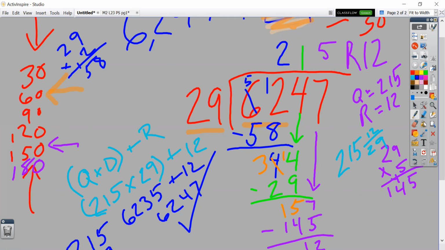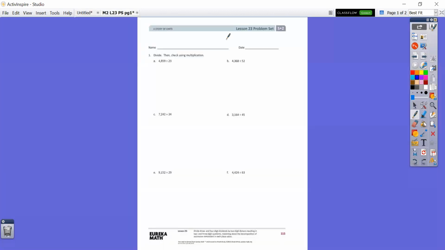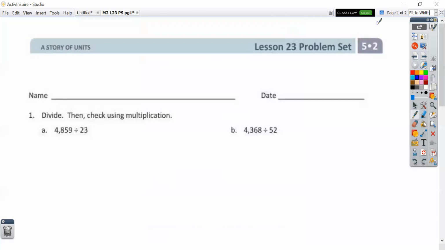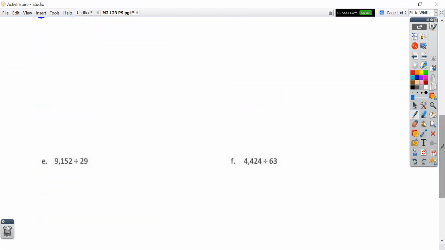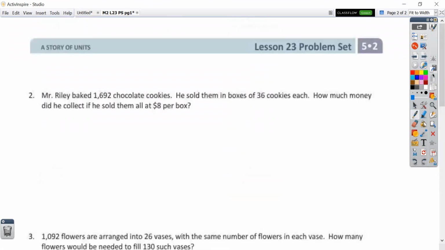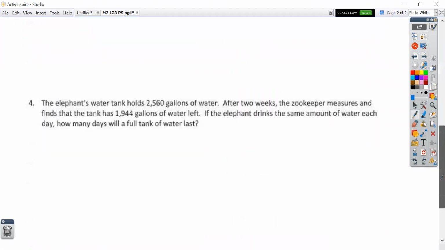Let's take a look at our problem set. Okay, let me zoom in here. Oh, my one window's in the way. All right, get our names on these. And it says divide and then check using multiplication. Now, there's probably not a lot of room for us to do all the work. So let's do one from each row. So A or B. Let's pick B, C, F. Let's see the next page. And let's do 2 and 4.